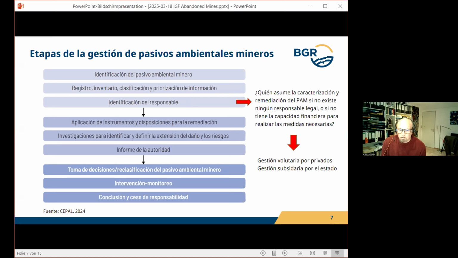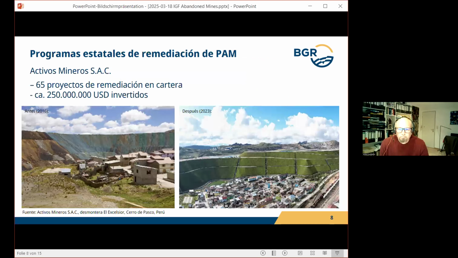Then I want to show you some examples of some remediation plans that were subsidized by the state and some of them that were voluntary. However, given the size of the problem, it's important to highlight that we're still looking for more innovative approaches for these challenges. As we saw in the introduction, some of the sites will most likely require some investigation.